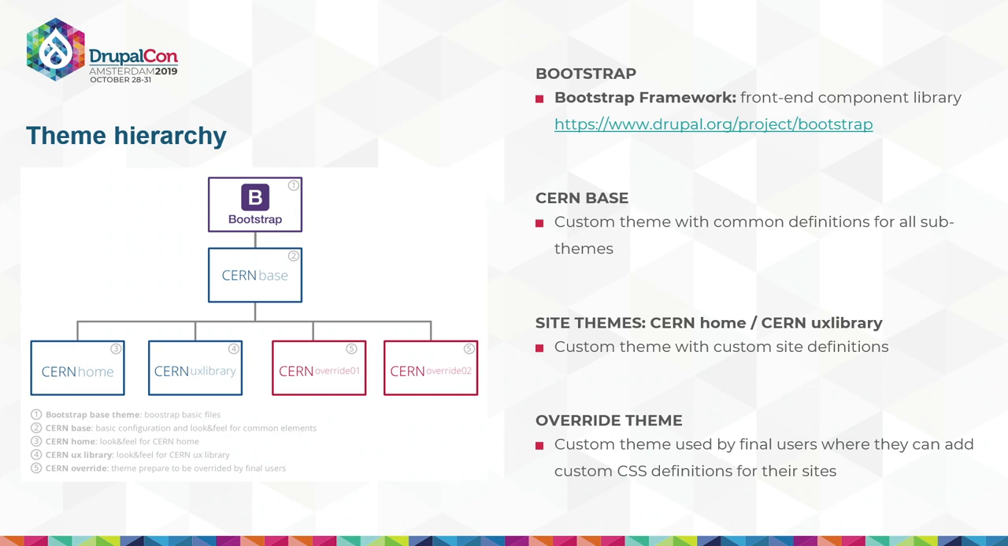Regarding themes, the solution was a hierarchy of themes with the Bootstrap theme as a base theme. Then, at the next level, we have the third base theme with common elements and definitions for all sites. Finally, we have the theme used on each site, for example, the third home. And at the same level, we have the third override. The third override is a theme used by the final user to add custom definitions.